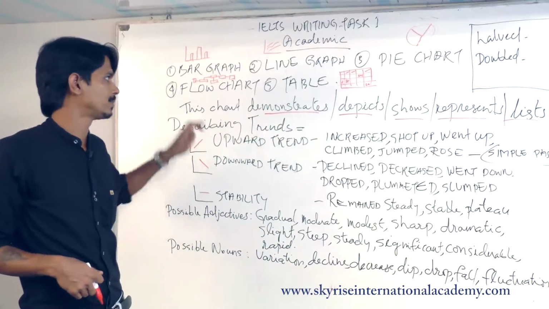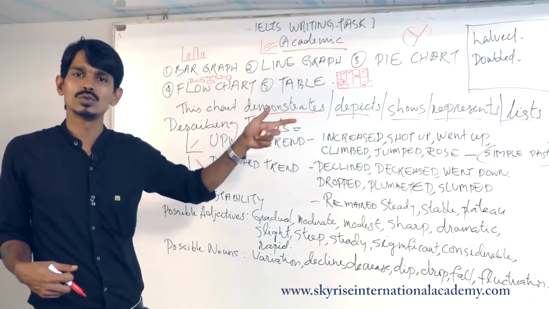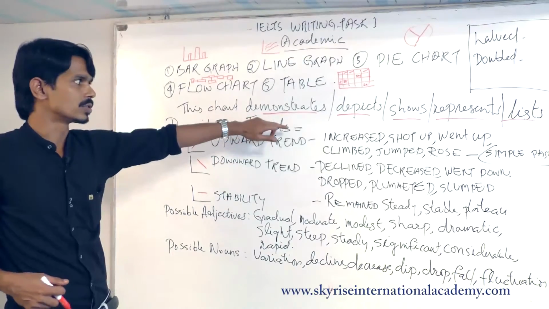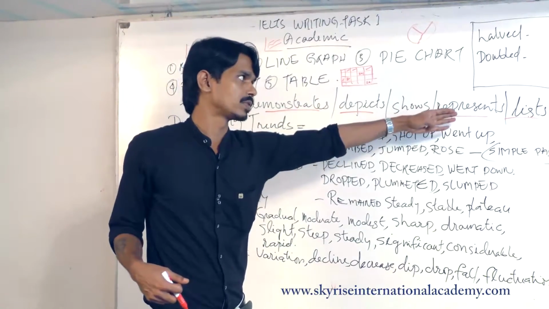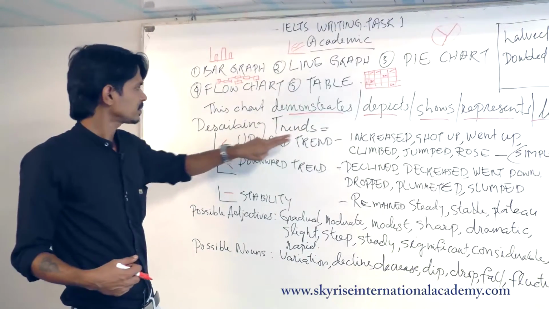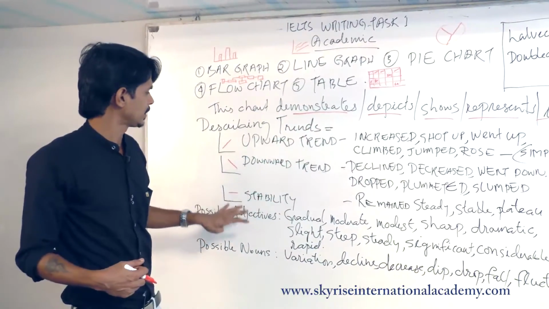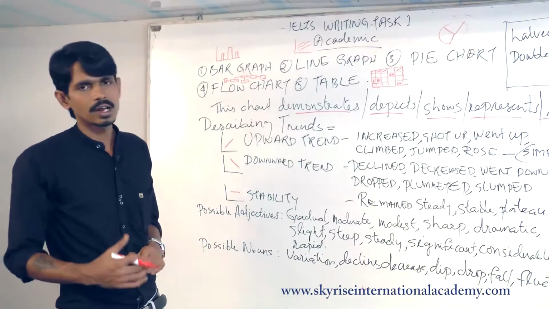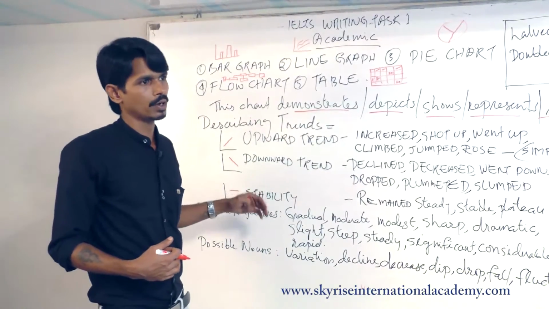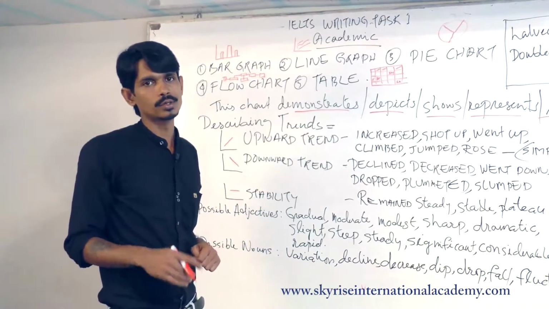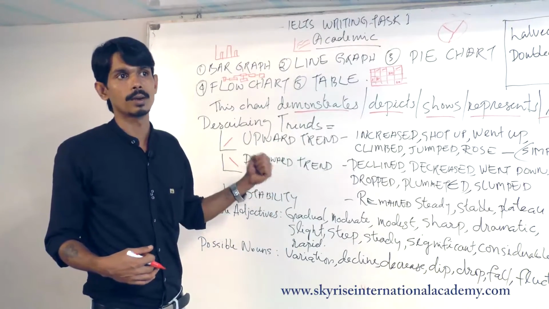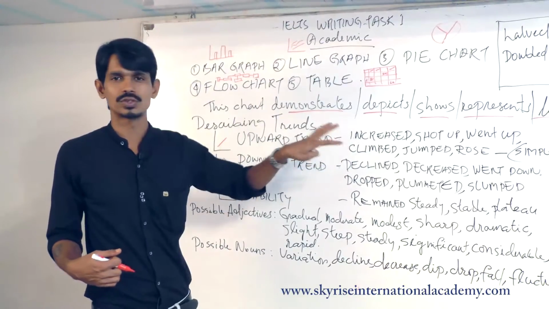In the question you will have this, the following chart shows. So in the place of shows, you can use any of these: demonstrate, depicts, show, represents, lists. So some of these words which I would like to introduce to you. Then in this you have different trends. When you describe something, when you describe the increase or decrease or the stability of something that happened, of the incidents that happened, so you would need to use certain words.